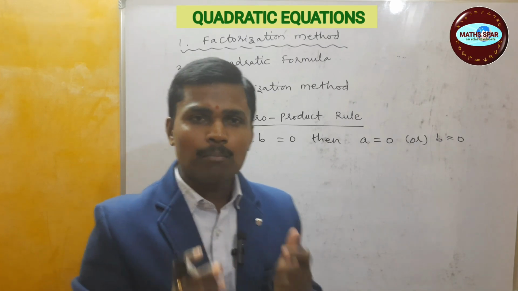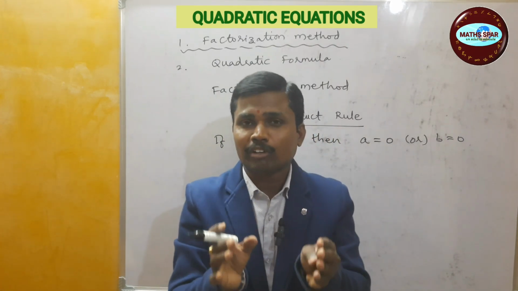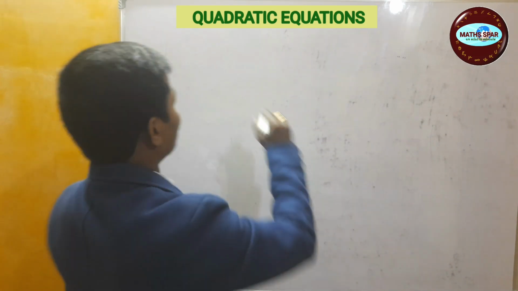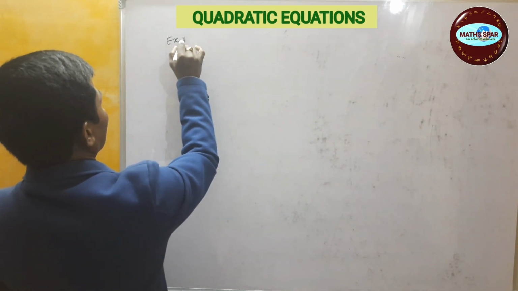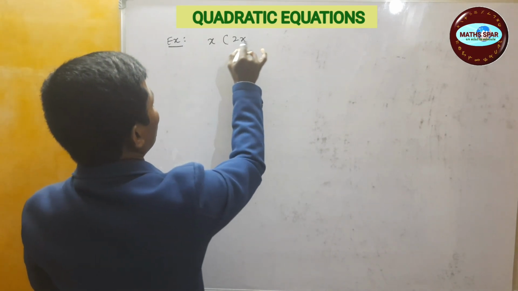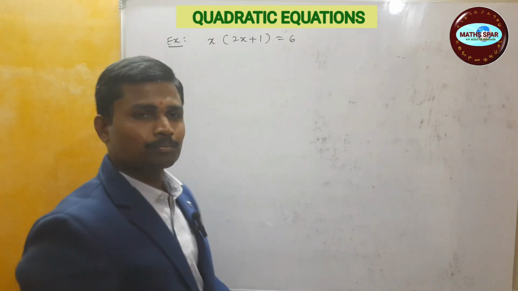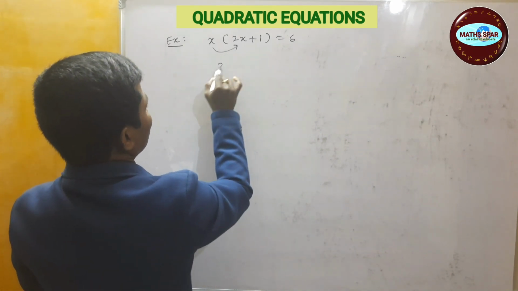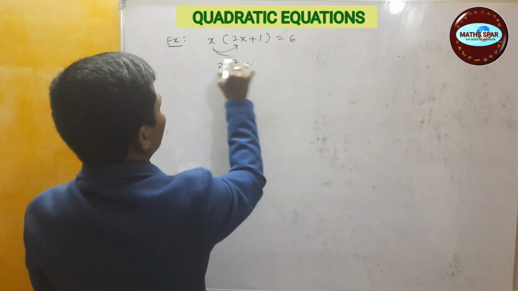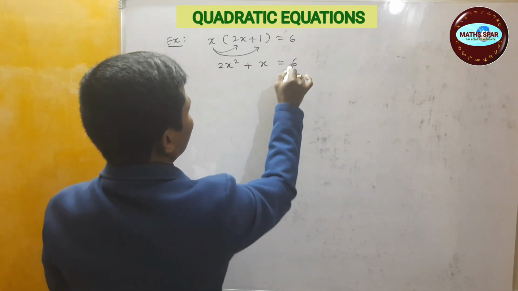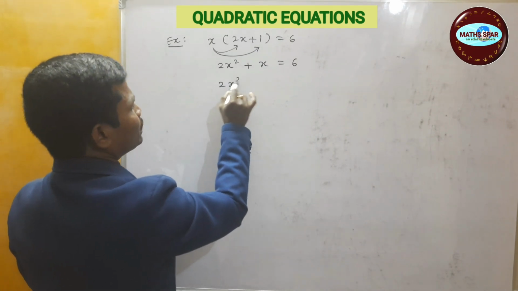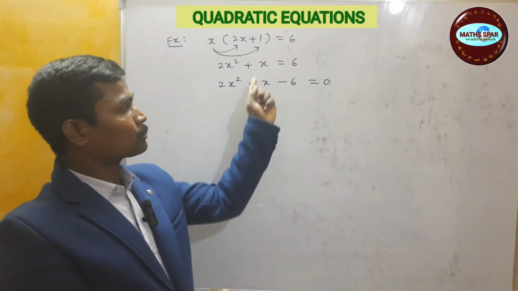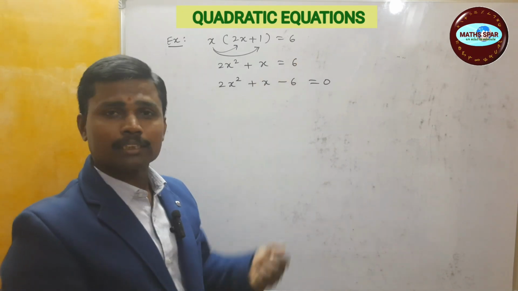Let us consider an example to solve a quadratic equation in one variable by the factorization method. If x into 2x plus 1 is equal to 6, then x into 2x is 2x square, plus x into 1 is x, which is equal to 6. We can write this as 2x square plus x minus 6 is equal to 0. Plus 6 you transpose to the left hand side, it became minus 6.